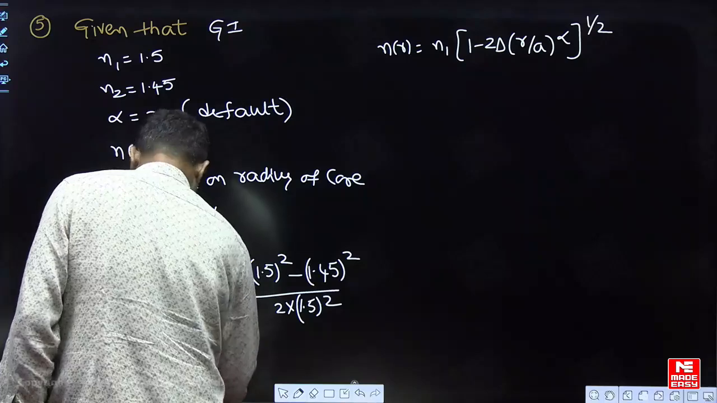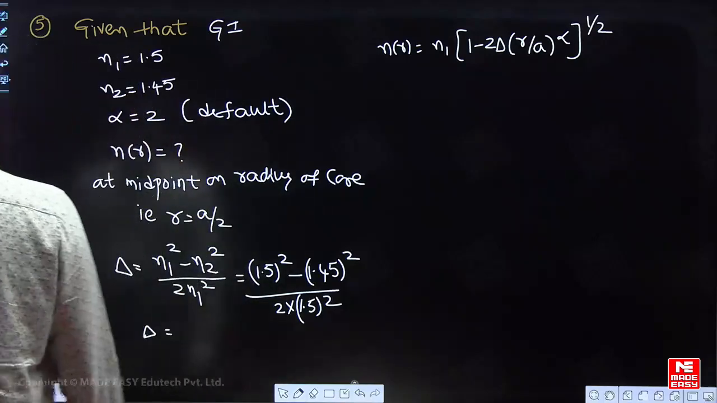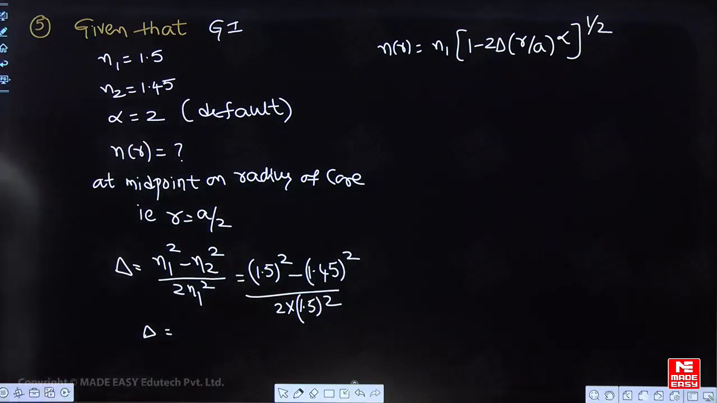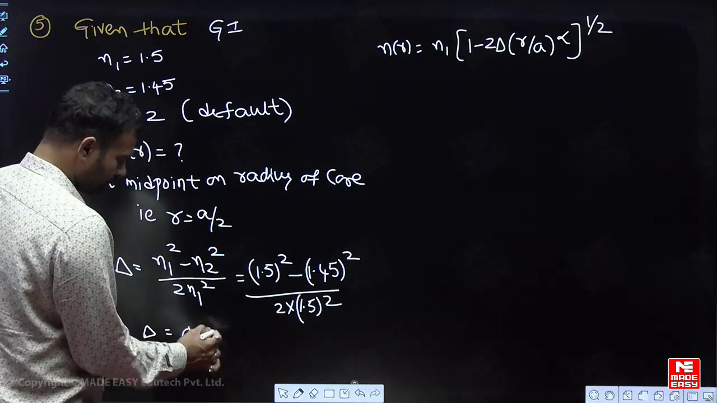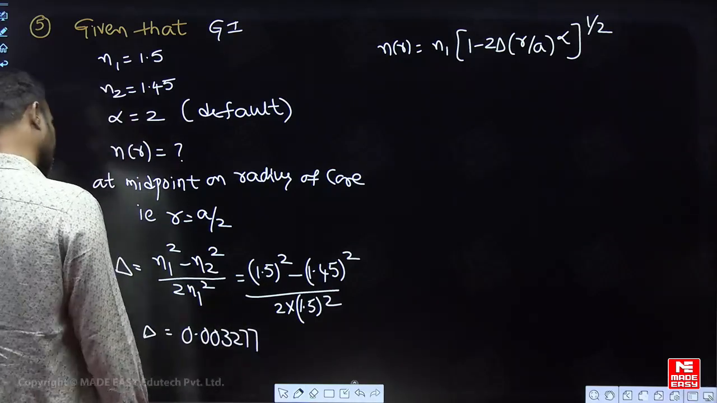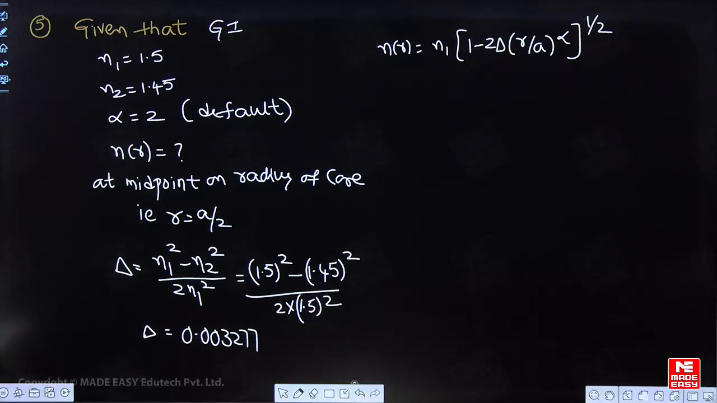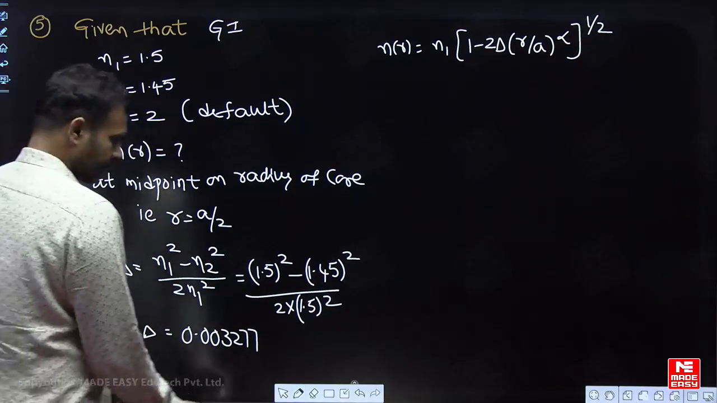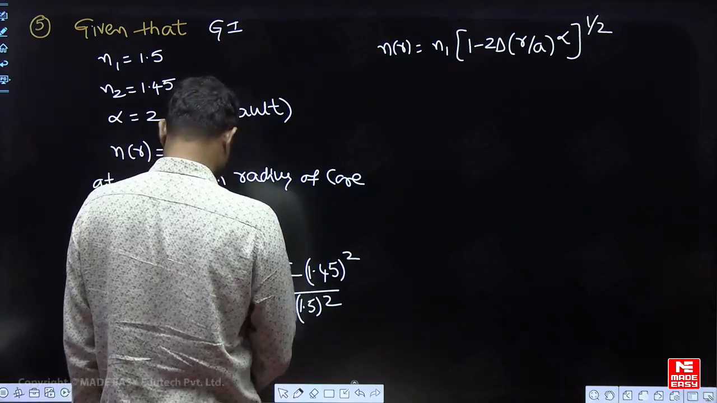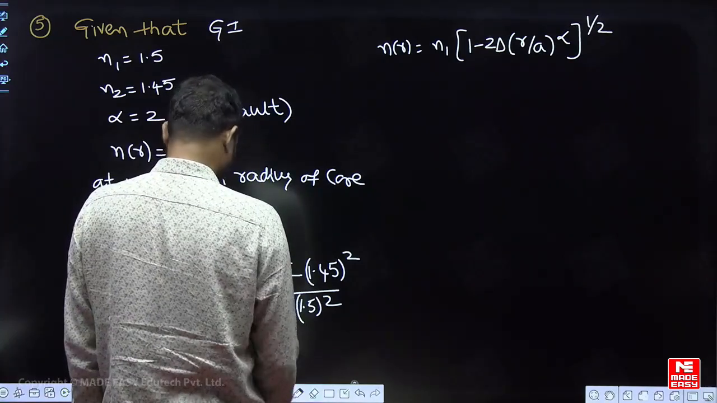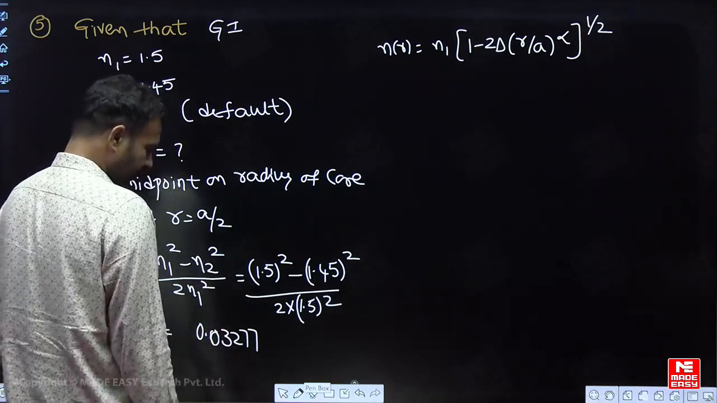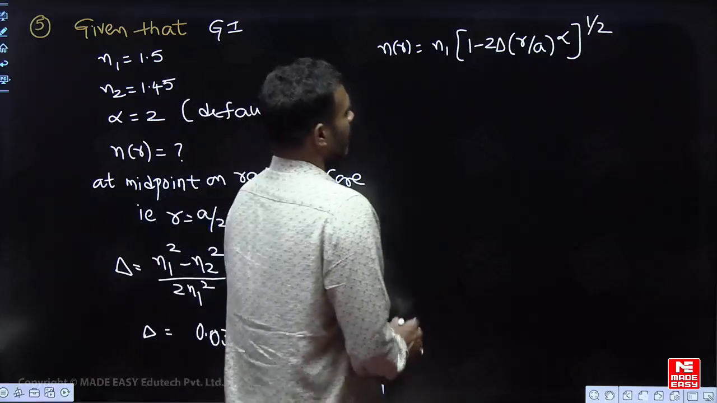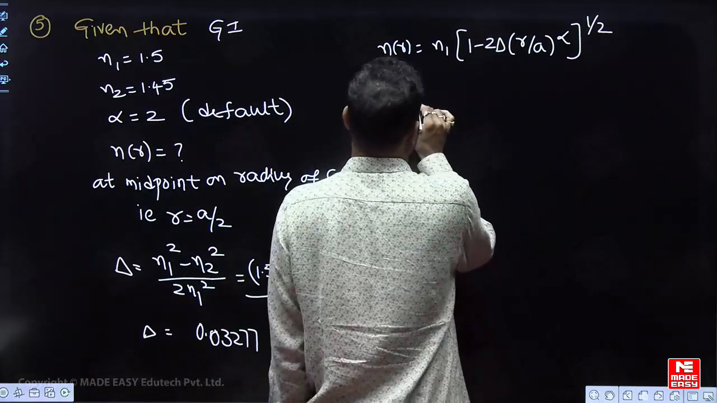By substituting these values you get delta, and by calculating this delta using the calculator, the value is equal to 0.03277 we are getting. I hope everybody in the class understood this. So 0.03277 is the value of delta. Substitute all the conditions in the given formula.